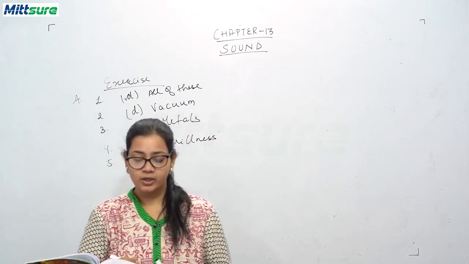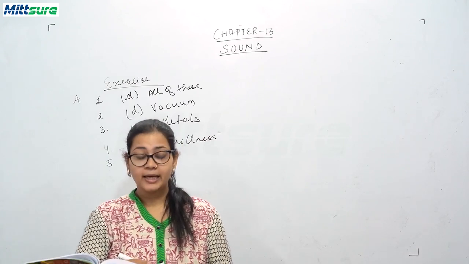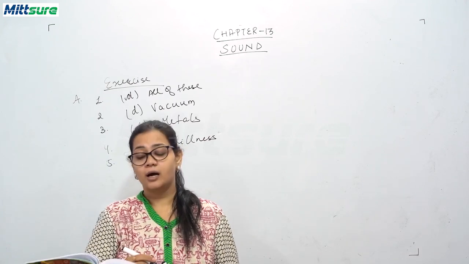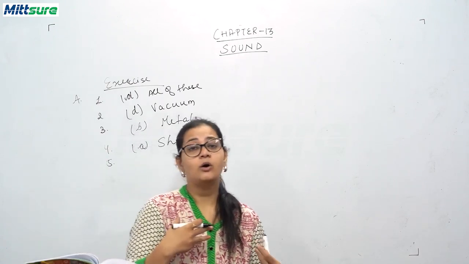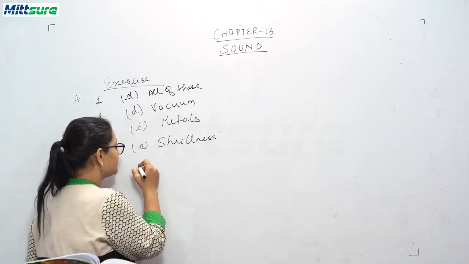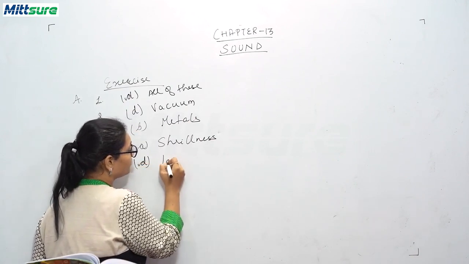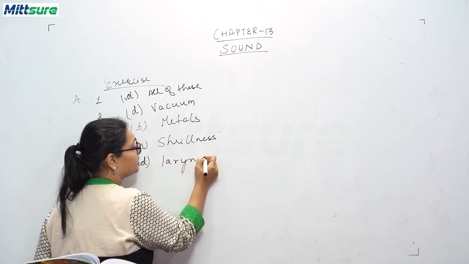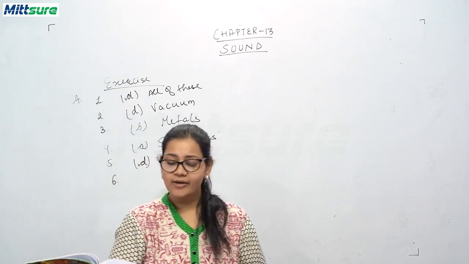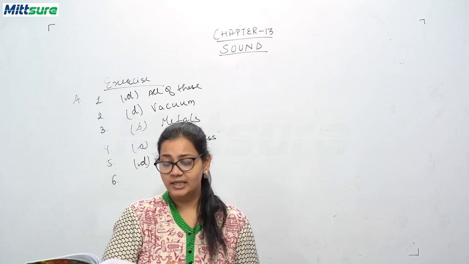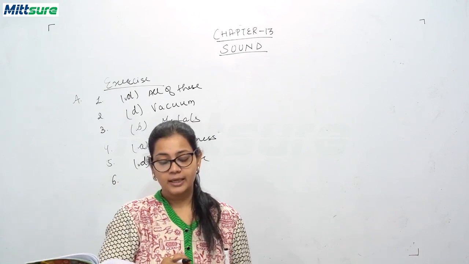Fifth, sound in the human body is produced by A. Air, B. Lungs, C. Esophagus and D. Larynx. So this larynx is your voice box. So the correct answer is D. Larynx.